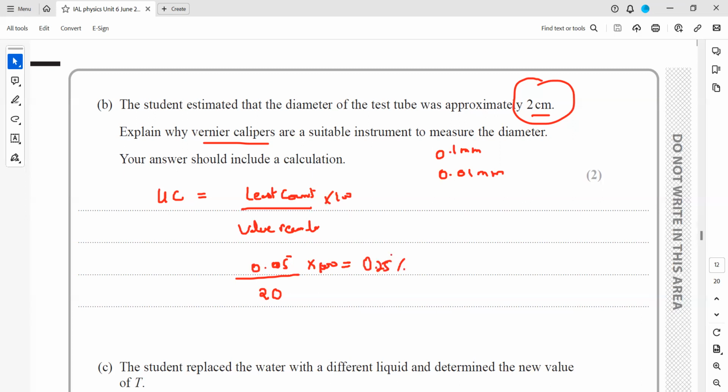So when we have a very low uncertainty, it means the value recorded will be accurate. So smaller uncertainty means we are less likely to make an error in that.